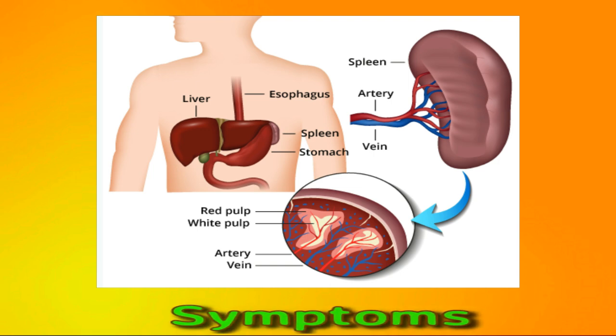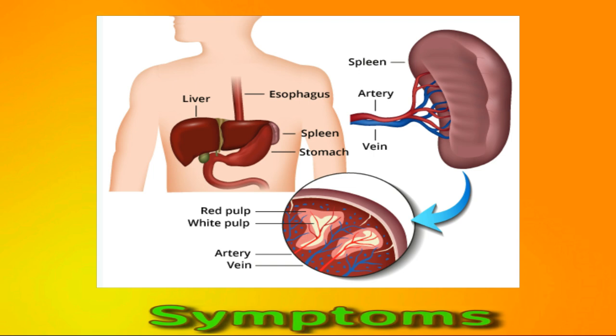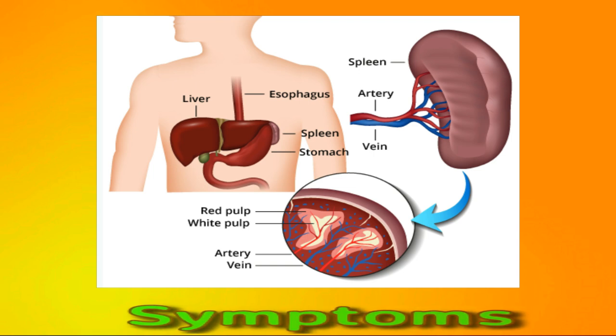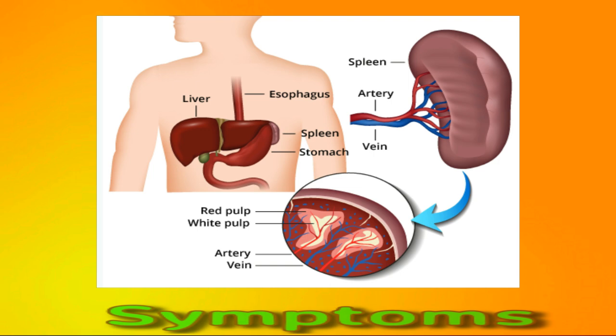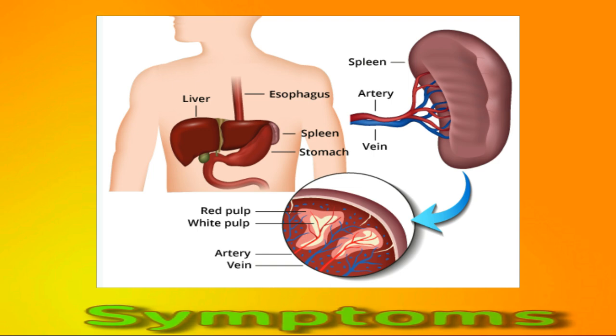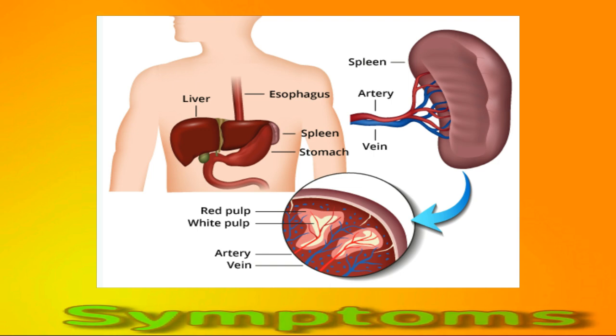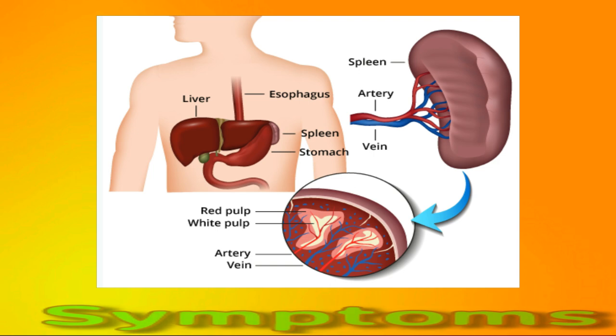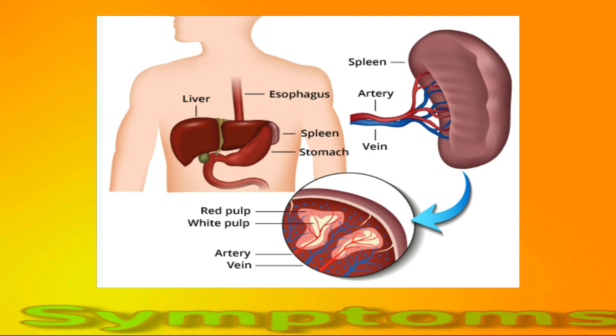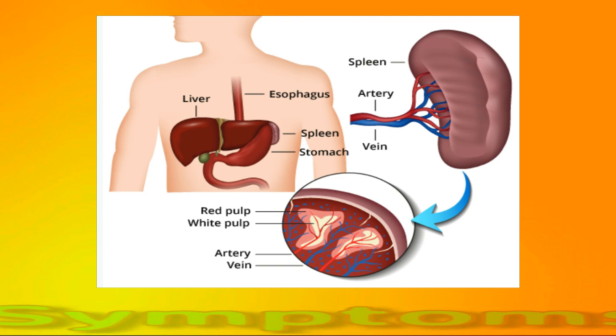splenomegaly, which is an enlarged spleen, can also occur in some cases. Portal hypertension may decrease blood flow from the spleen, forcing this organ to grow larger to accommodate the excess blood. It may also cause hepatosplenomegaly, which is swelling of both the liver and spleen.